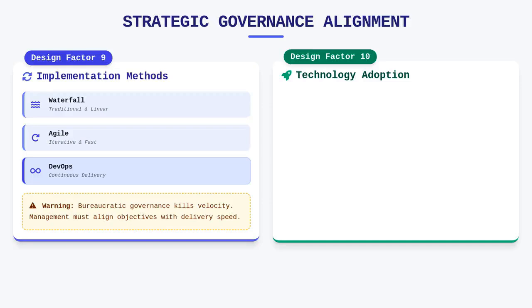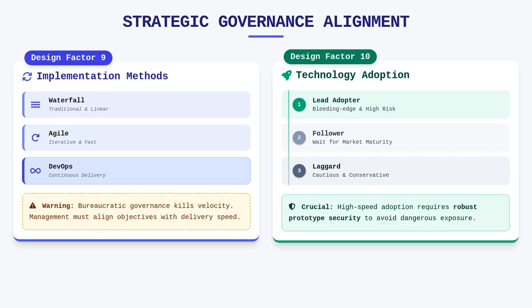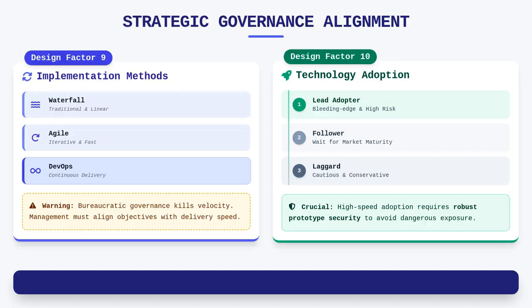Design Factor 10, the technology adoption strategy, asks whether you are a lead adopter of bleeding-edge tech, a follower who waits for maturity, or a cautious laggard. Adopters of emerging technology naturally accept a higher risk profile, which demands more robust governance systems around innovative research and prototype security. Failing to match your governance maturity to your technology adoption speed creates a discrepancy where your controls either stifle growth or leave your infrastructure dangerously exposed.